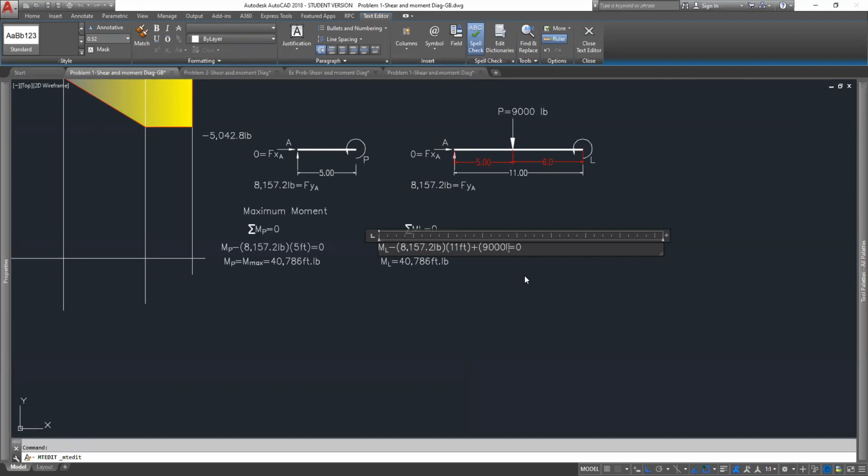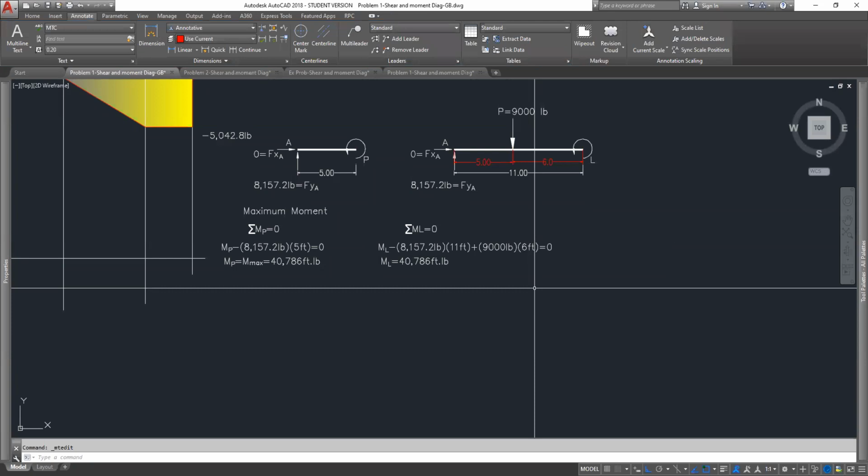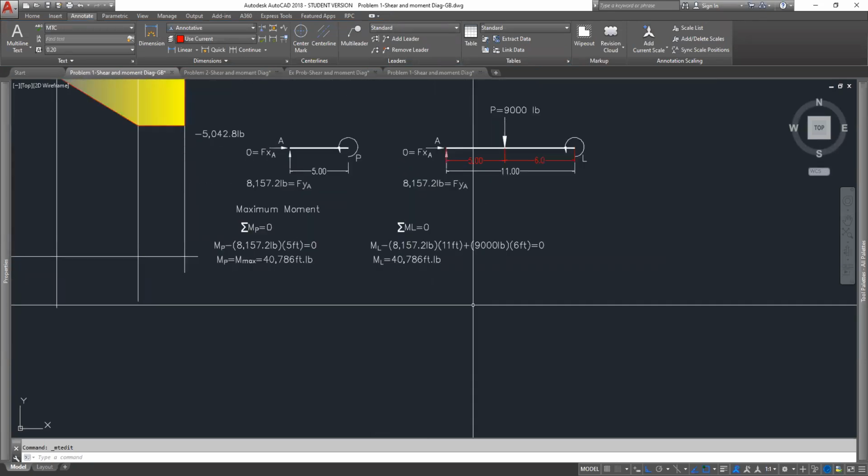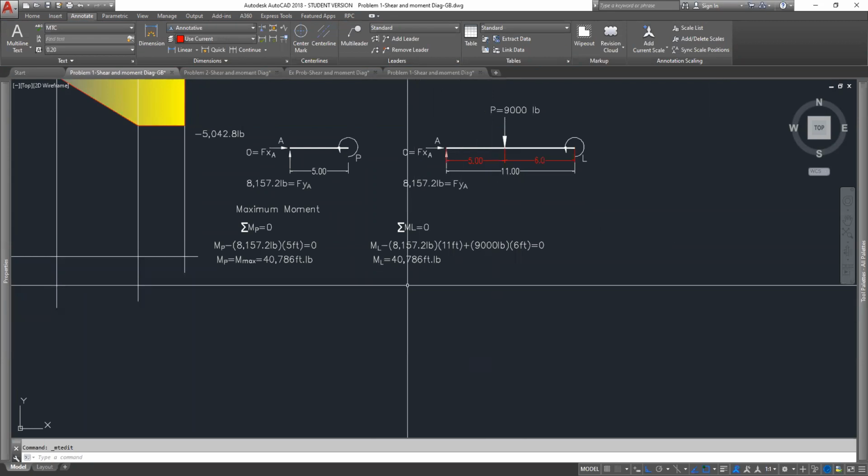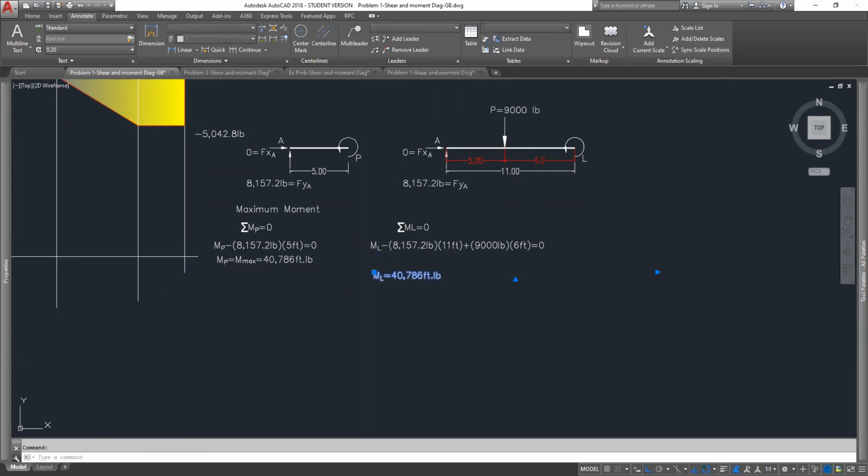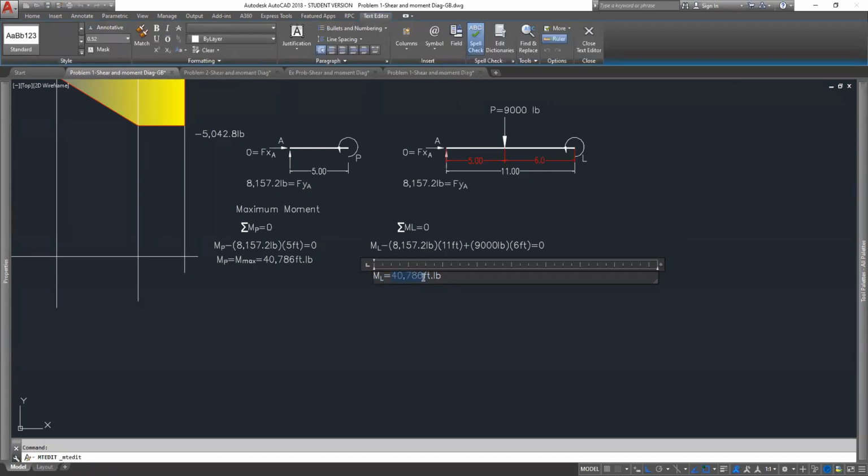9,000 pounds, correct? Times, and what's its distance from the rotation point that we're taking the moments from? 6 feet. Correct. And that's going to equal 0. All right, so let's do a little bit more math in here, okay? I'm going to move this over, move this down. We're going to adjust this number anyways, so I'm going to delete that for now.